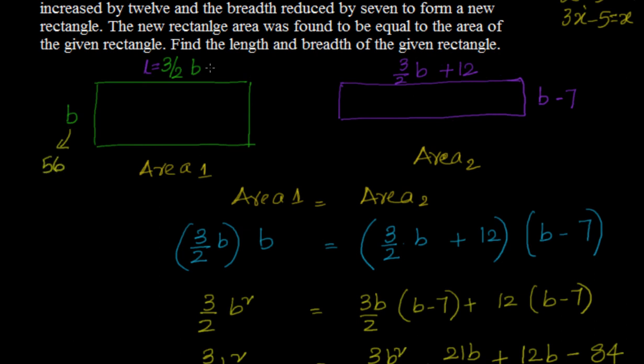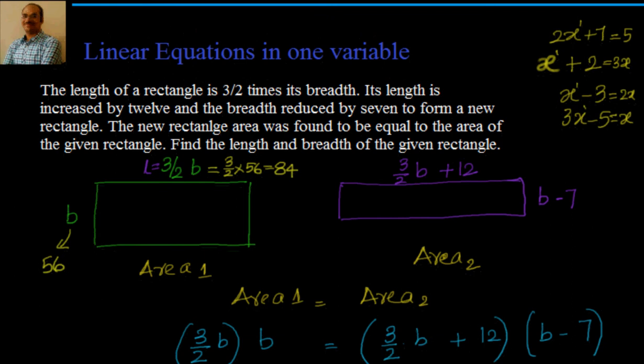Now what is the length? Length is nothing but 3 by 2 into 56. If you simplify, that's equal to 84. Now how to cross check this problem? The area should remain the same after you do the modification also. Now let us do that. 3 by 2 b is 84. 84 plus 12 is 96. And b is 56. 56 minus 7 is 49. So I have to check now. 84 into 56 should be equal to 96 into 49.